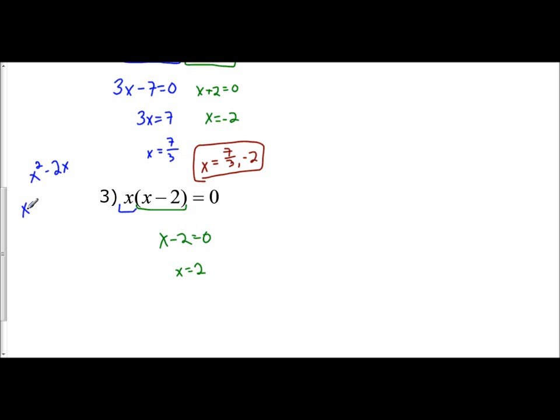What does the x on the outside of the parentheses represent? And that's your GCF, which is your greatest common factor. And so you also have to set that equal to 0. Now here to solve x equals 0, it's already solved for you. So our two values are x equals 0 and x equals 2.